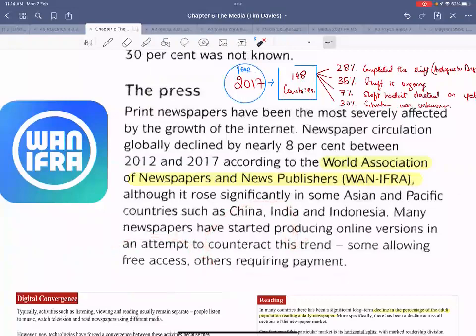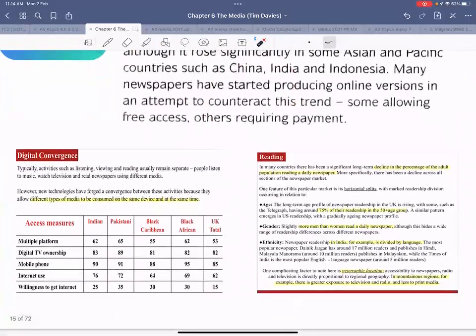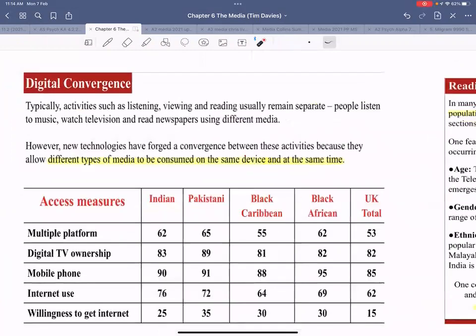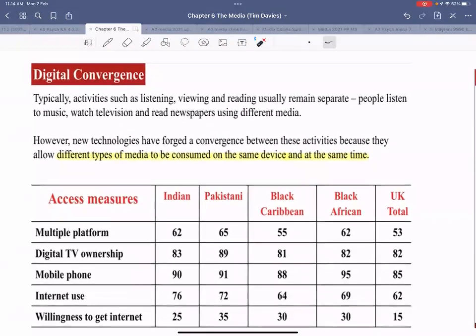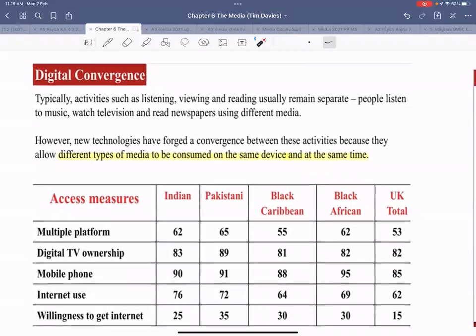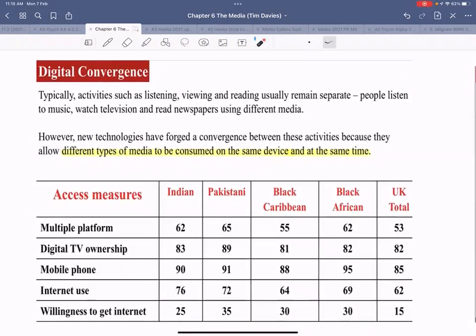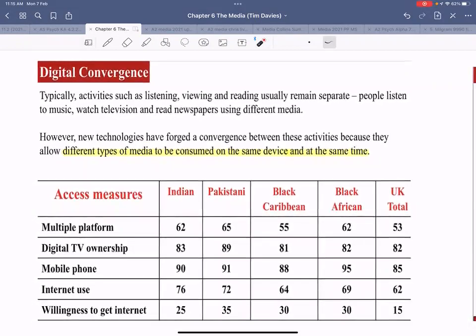Clear? Now, other content that I believe would be helpful for you all as well. I just bring this over here. You might want to give it a read, or rather I just explain it to you real quick. Typically, activities under the same heading, such as listening, viewing and reading, usually remain separate. People listen to music, watch television and read newspapers using different media. However, new technologies such as your cellular phone have forged a convergence between these activities because they allow different types of media to be consumed on the same device at the same time.